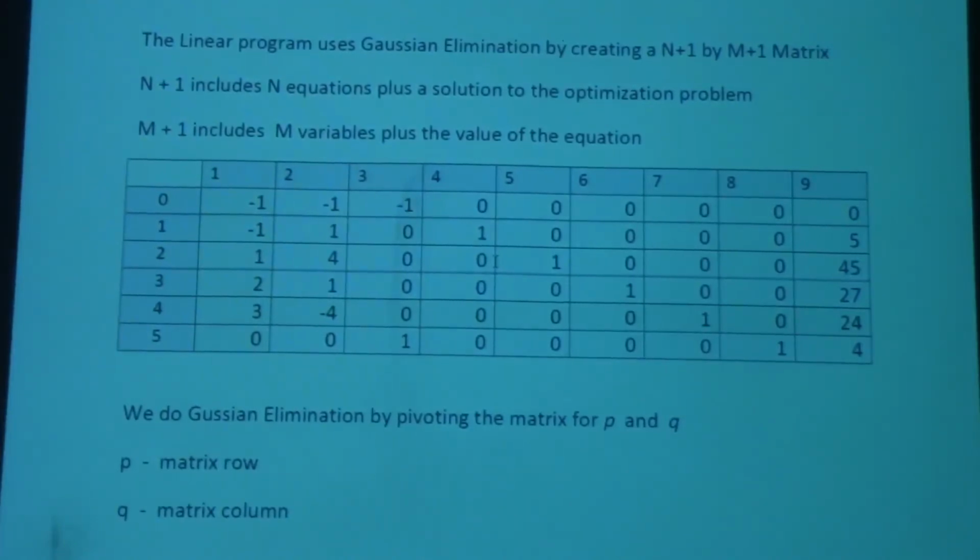So what we're going to be doing is something called pivoting. And again, the reason we have the number of equations as n plus 1 is because we have 5 equations, but we add the optimizing equation. And the reason we have one more in terms of columns is because we also have the value of the equation on the right, and that's why it's n plus 1. So now we're going to do this Gaussian elimination by pivoting the matrix for P and Q, where P is the matrix row and Q is the matrix column.